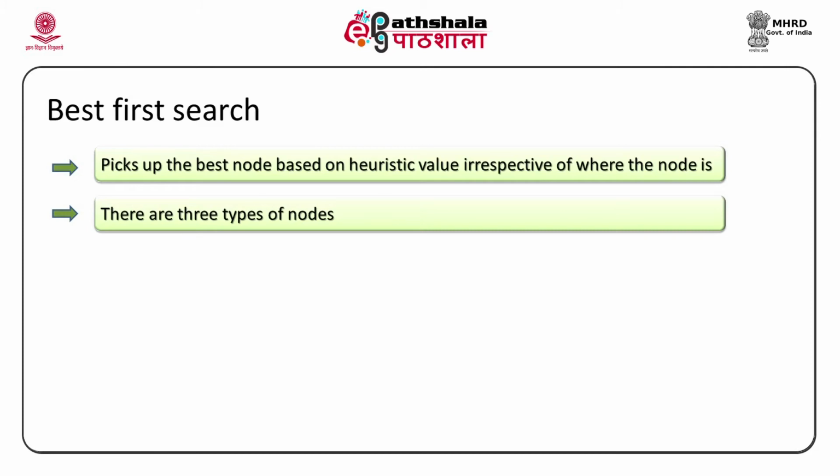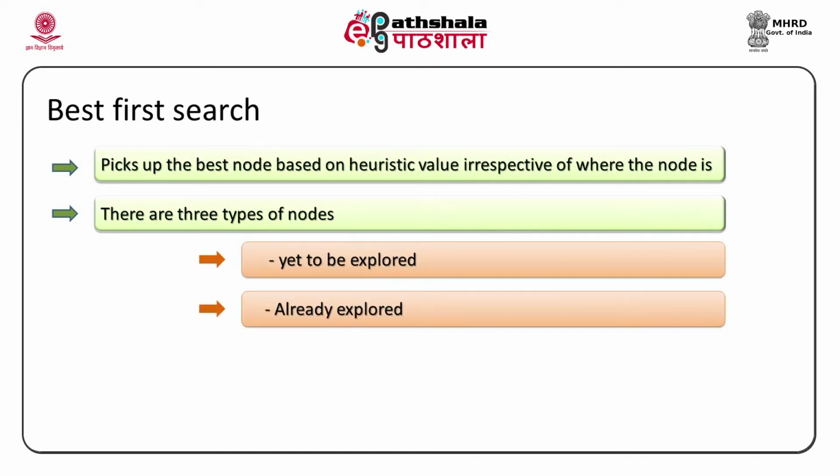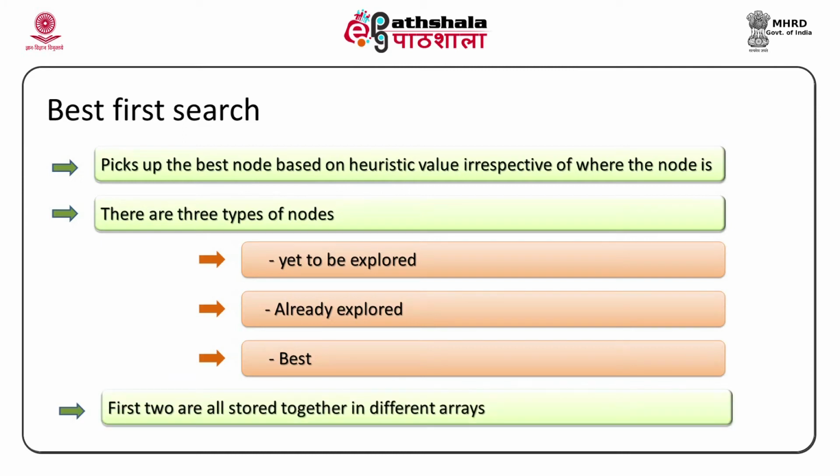In best first search you have 3 different types of nodes. First, those which are already explored, second, those which are yet to be explored, and third, those which we are considering right now, the candidates. So they are the best actually. So we are always looking at the best nodes. There are 3 listed on the slide.